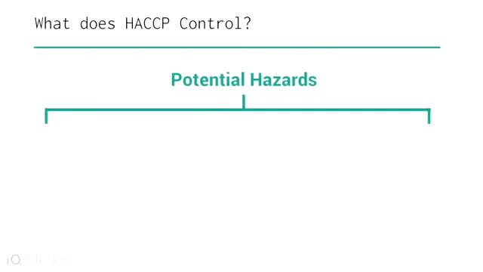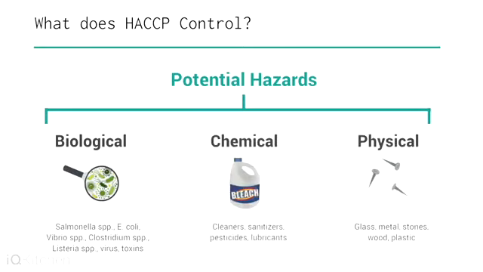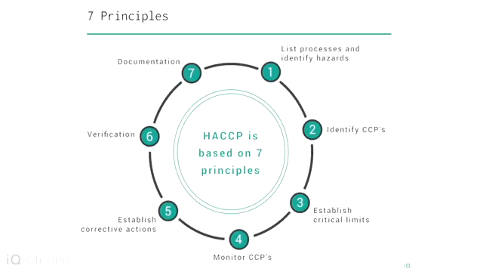A HACCP system requires that potential hazards are identified and controlled at specific points in the process. This includes biological, chemical, or physical hazards. Any company can use HACCP to minimize or eliminate food safety hazards in their product. HACCP is based on 7 principles.